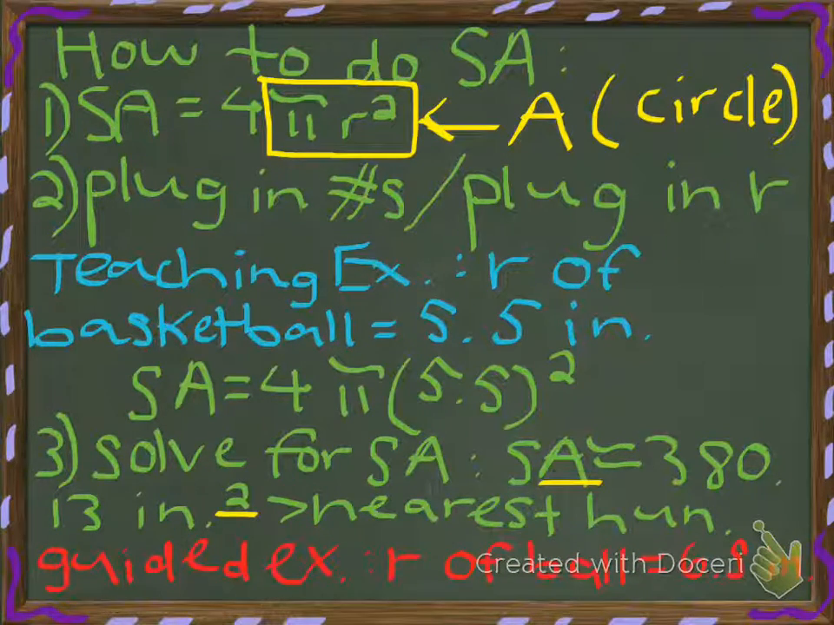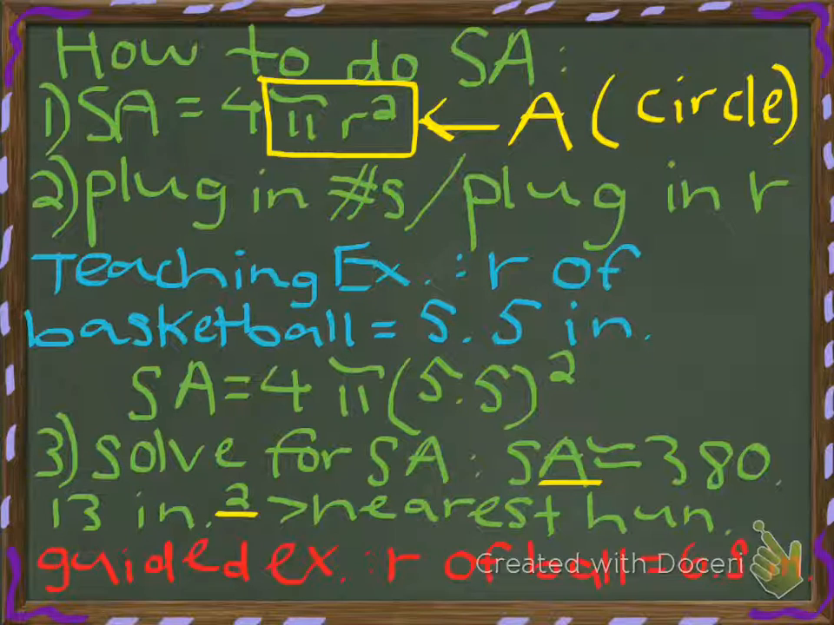This is how to find the surface area of a sphere. First of all, you write down the formula, which is surface area equals 4 pi r squared. And as I pointed out here, pi r squared is supposed to be the area of a circle, so you're basically doing 4 times the area of the circle, not to be confused with the sphere.